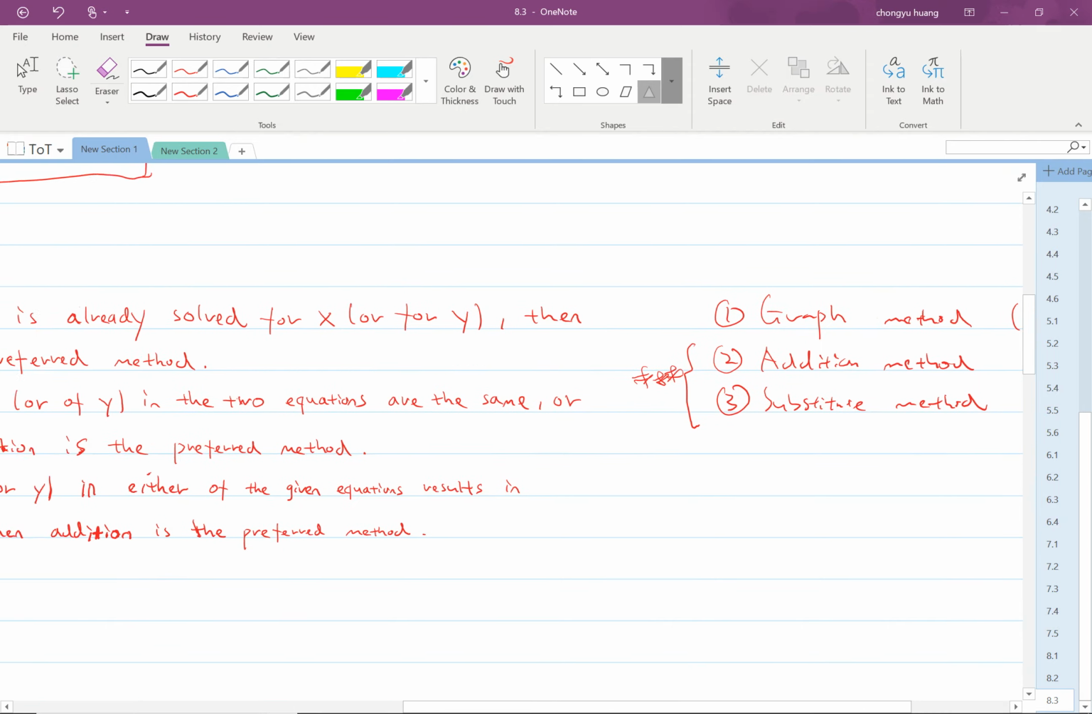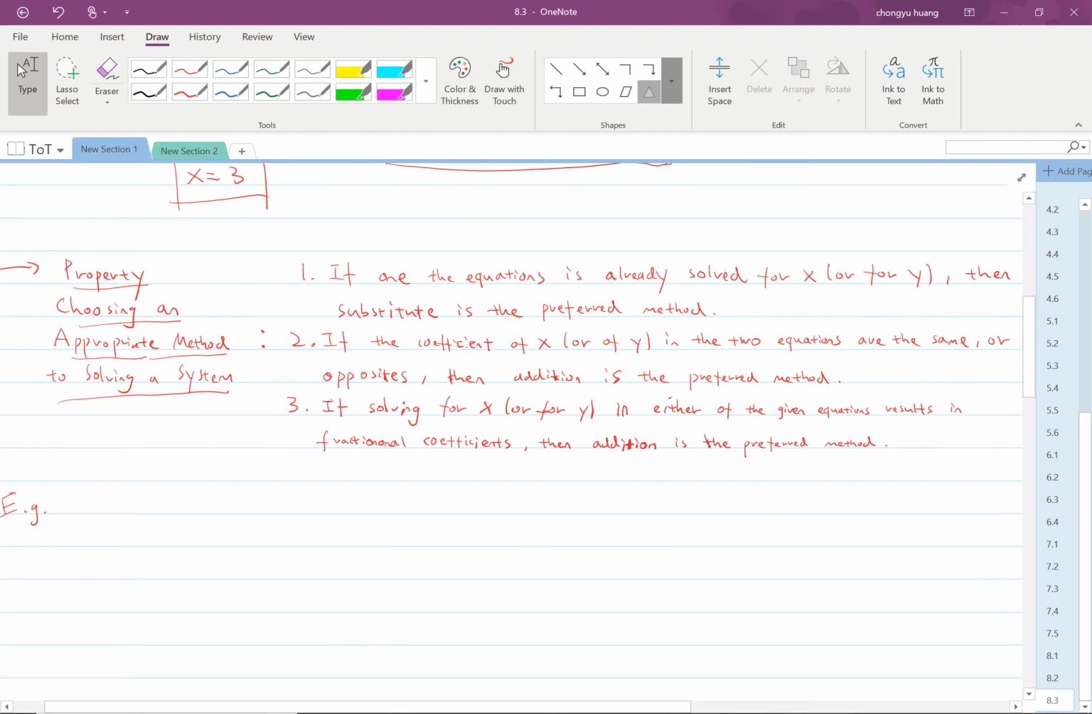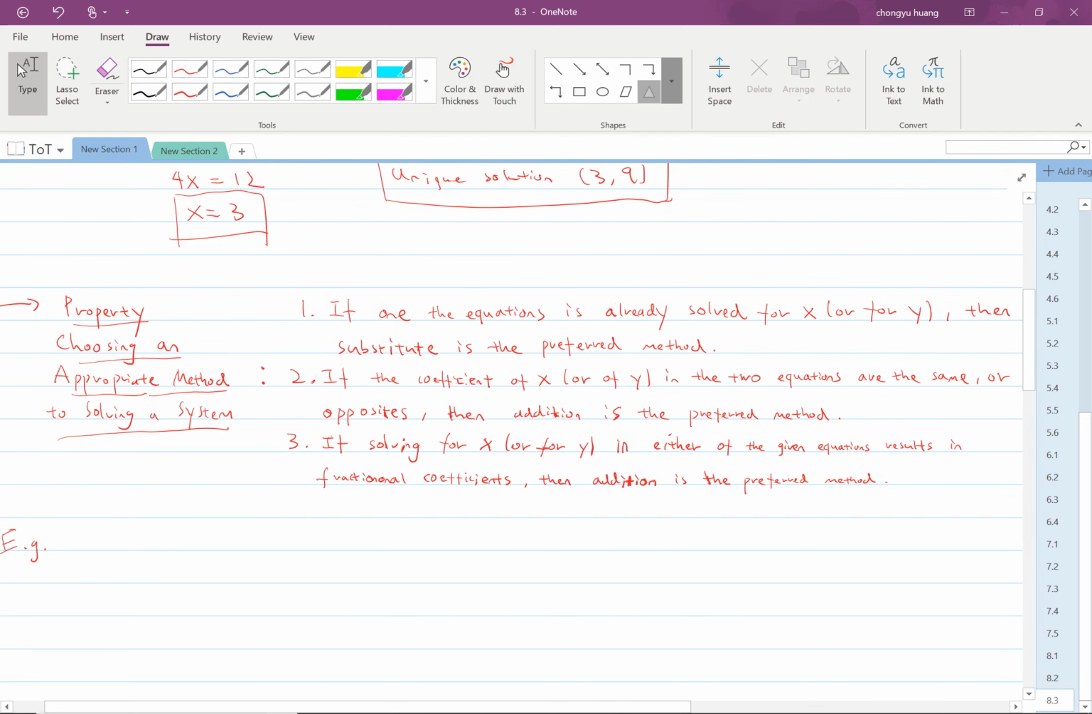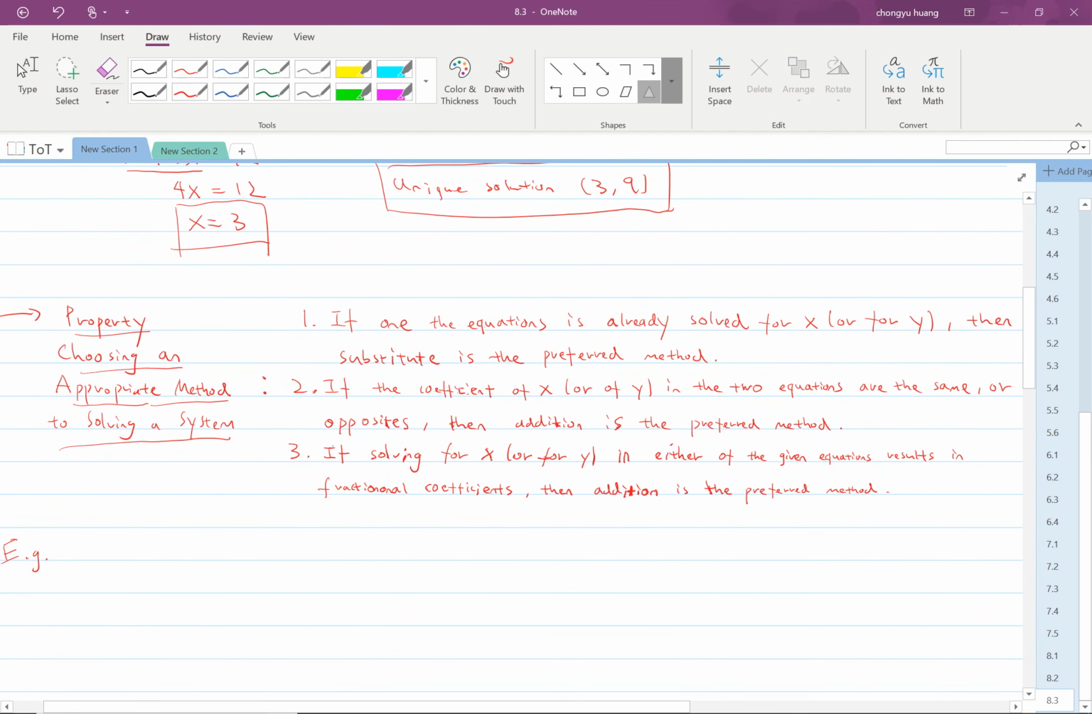The property here is choosing an appropriate method to solve an equation. Let me first read it, and then I will give you some examples. The first one says: if one of the equations is already solved for x or for y, then substitution is the preferred method.